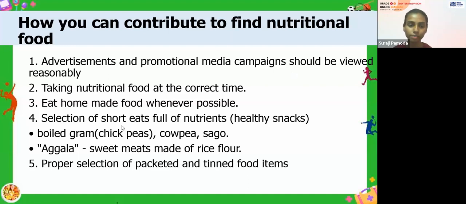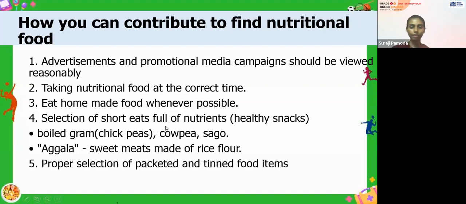Okay, and then selection of short eats full of nutrients. This is related to snacks. I told you, when you eat snacks, always go for healthy snacks like chickpeas, cowpea, and aggala, right? That kind of healthy snacks should be consumed rather than eating biscuits and instant things. You have to eat short eats which are full of nutrients.